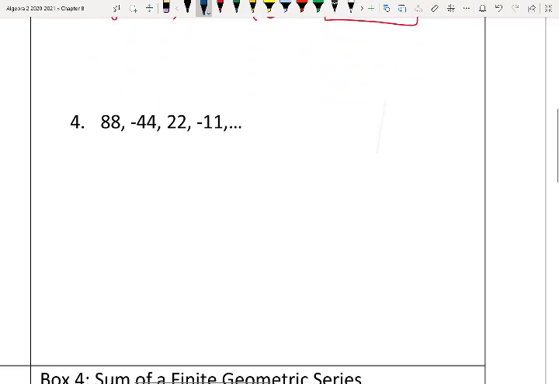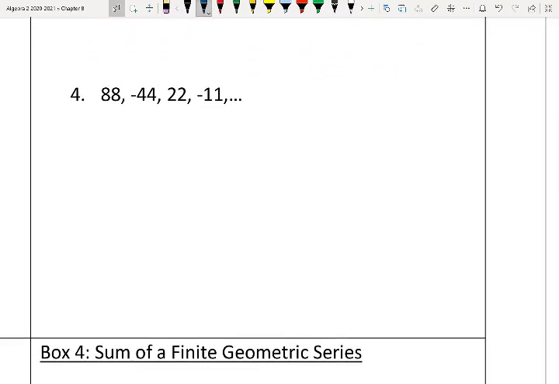All right, looking at number 4. Number 4, again, lead term is my a sub 1 value. Now to get from one term to the next in this one is a little bit confusing because I see my sign is alternating, so I know I'm going to have a negative number. And here, since I'm looking for r, I want to figure out what I'm multiplying by. So I know I have to multiply by a negative, and it looks like we're dividing by 2, right?